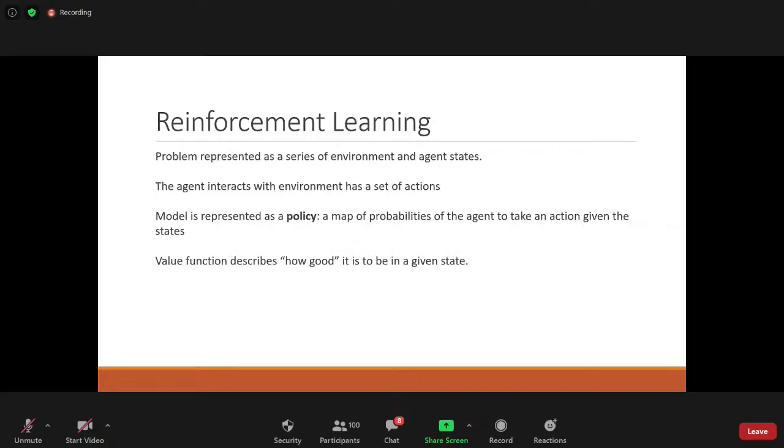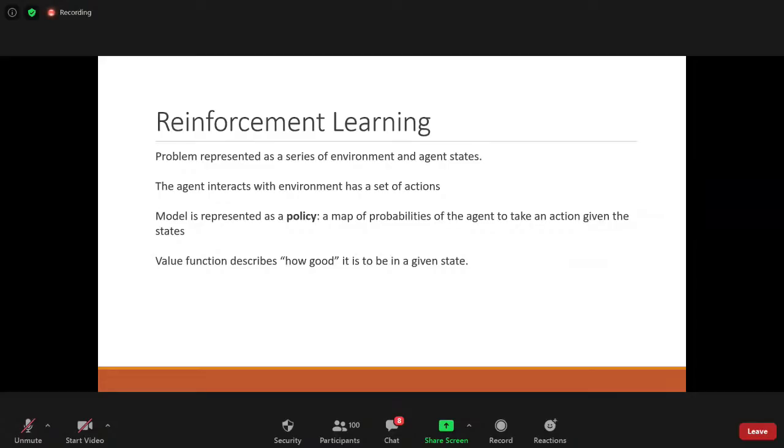So in reinforcement learning, the problem is represented as a series of environment and agent states. The agent interacts with the environment, and it has a set of its own actions. Whenever an agent takes an action, that action can essentially give a reward.